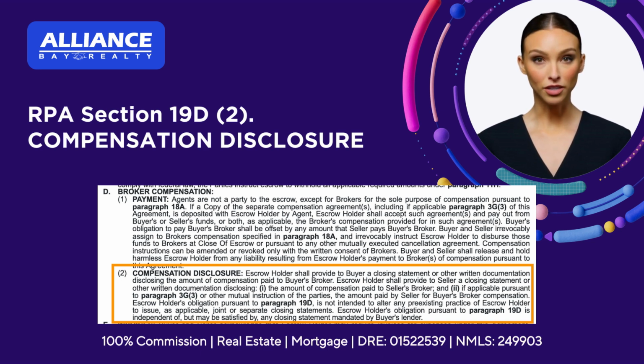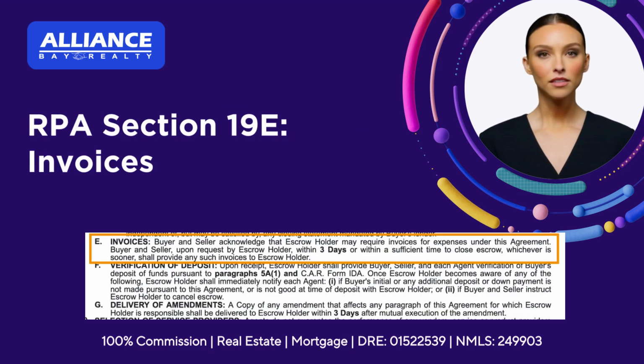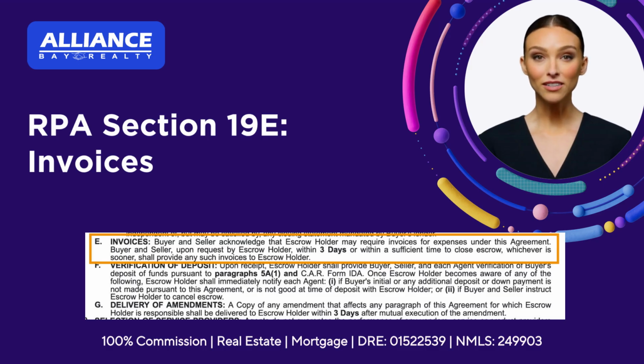Commissions are not secret. Section 19D tells escrow exactly how to pay brokers and requires that compensation be clearly shown on the closing statement. Section 19E, Invoices. Buyer and seller acknowledge escrow may require invoices for costs tied to the transaction: HOA docs, home warranty, termite, recording, etc. If escrow asks, buyer or seller must deposit funds to cover those invoices within a reasonable time, often 3 days, so escrow isn't stuck unpaid.